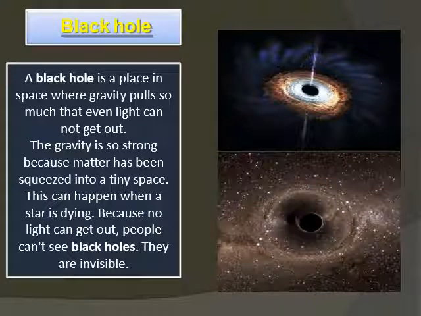Black hole. A black hole is a place in space where gravity pulls so much that even light cannot get out. The gravity is so strong because matter has been squeezed into a tiny space. This can happen when a star is dying. Because no light can get out, people can't see black holes. They are invisible.